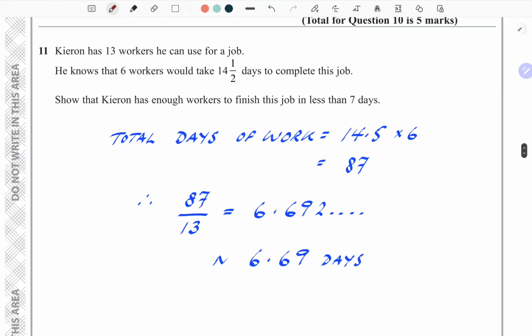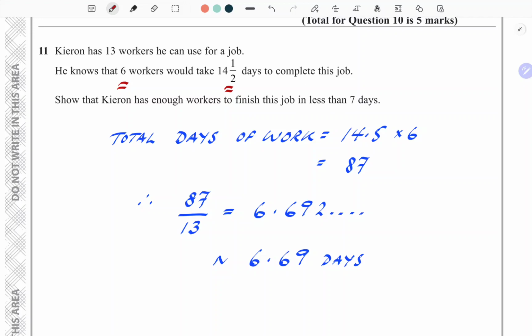Okay, next one is one of those sort of scaling a job up or down. Kieran has 13 workers he can use for a job. He knows that 6 workers would take 14 and a half days to complete this job. So they're giving you all that data. Show that Kieran has enough workers to finish this job in less than 7 days.